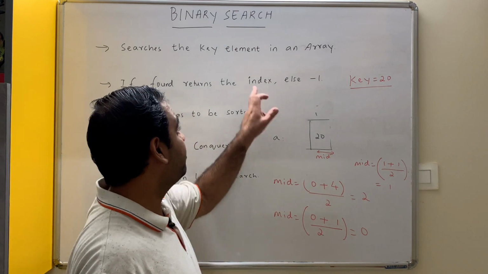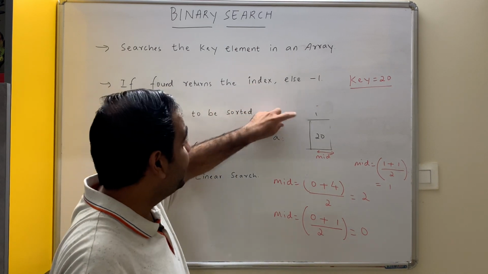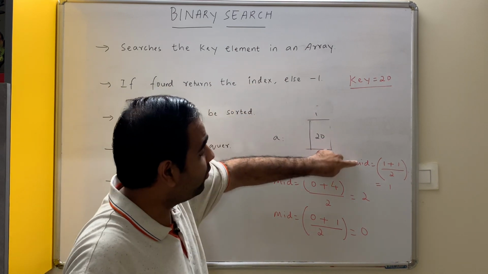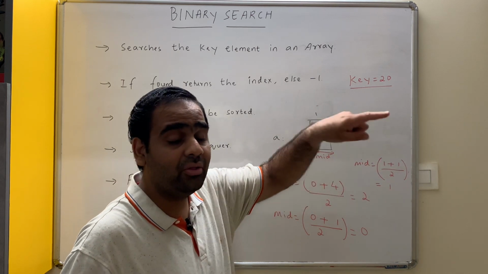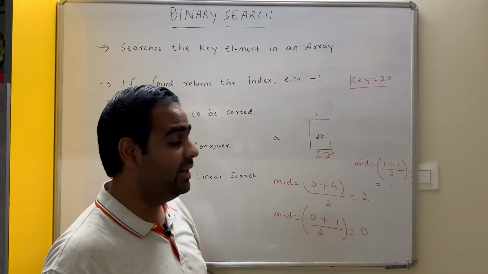At what index are we finding it? Because it should return the index. At what index are we finding it? 1. And what is the value of mid? 1. That means the element is found at the mid index.